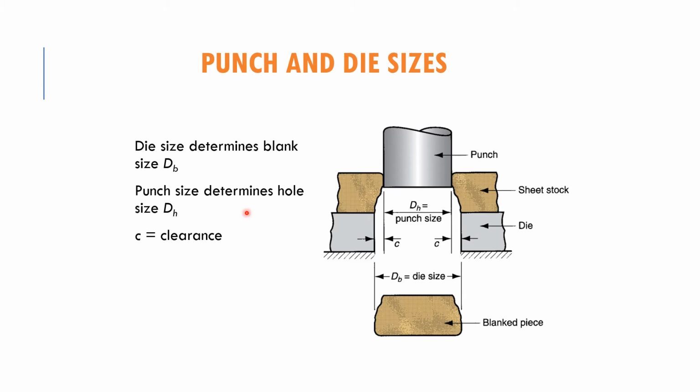Now let us look into the punch and the die. If we want to look into the size of the punch, in here this is the size of the punch. We declare it as DH. The die size diameter will determine the blank size, which is the dB. So this one is dB, which is the die size, and C is the clearance. In here there will be calculation for the punch and die sizes, so we're going to look into the equations for this.